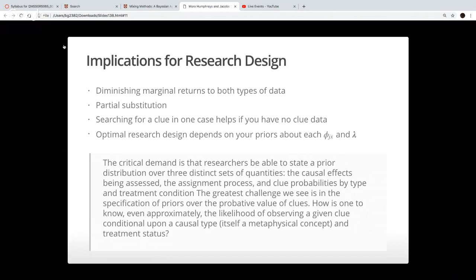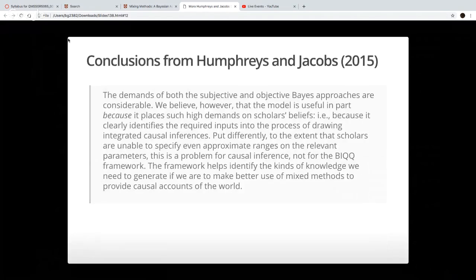And so one of the limitations, or it's not really a limitation, but a critical demand that they recognize, is that researchers have to be able to state priors over the causal effects, the assignment process, and the clue probabilities. And that seems particularly difficult or maybe arbitrary for the clue probabilities. But that's just sort of a fundamental aspect of this particular approach.